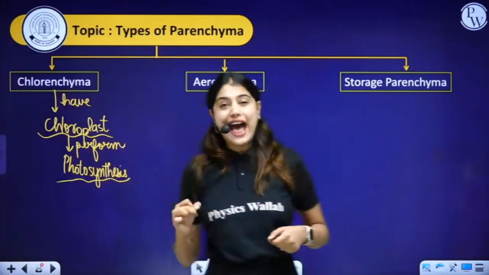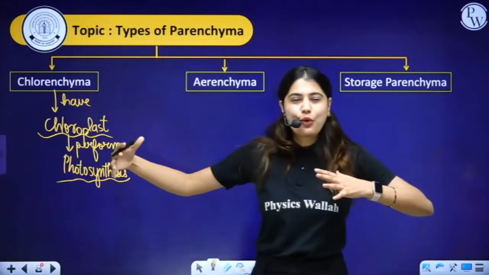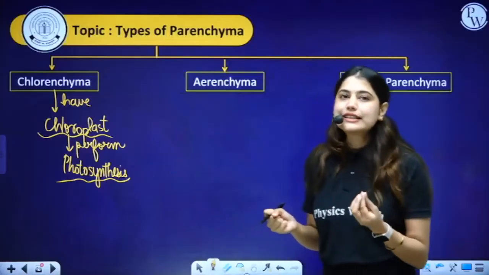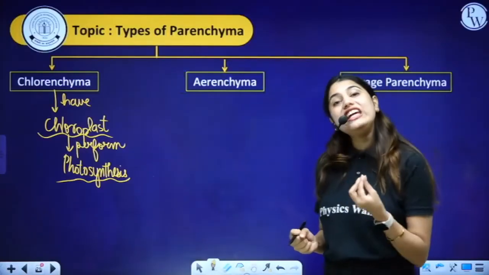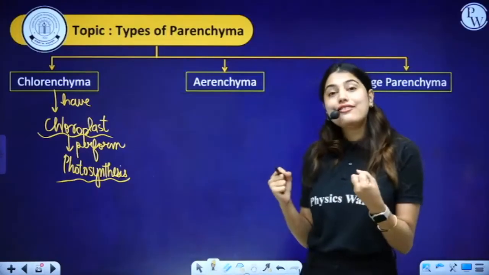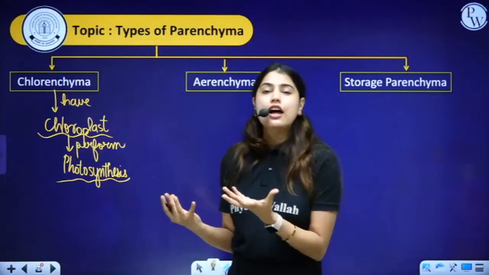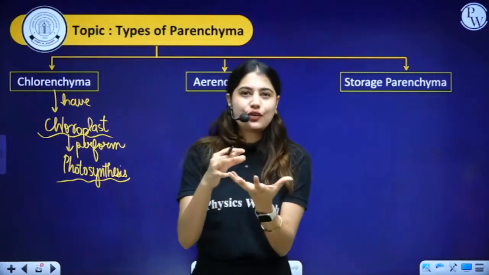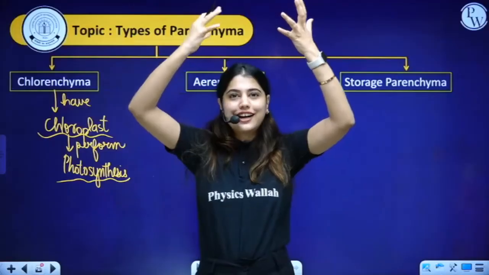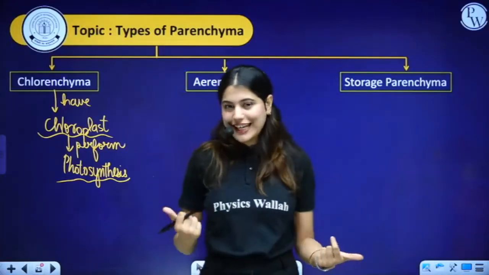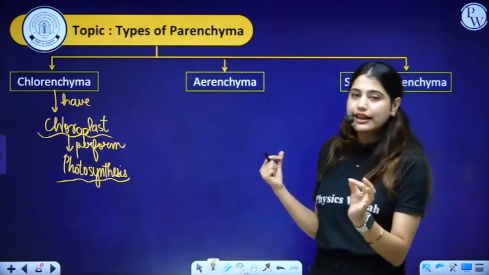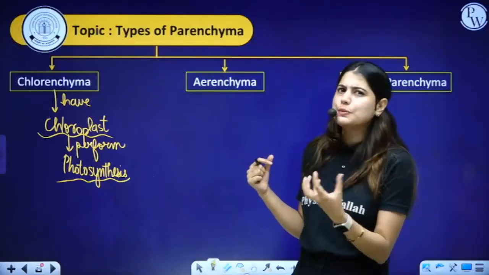What about the aerenchyma? Aerenchyma word comes from air. So obviously this type of tissue will have air in them. They will have air cavities. If you fill a balloon with air, what happens? It will become lighter, right? It will float. Similarly, aerenchyma have air cavities. Therefore, these tissues become very light.